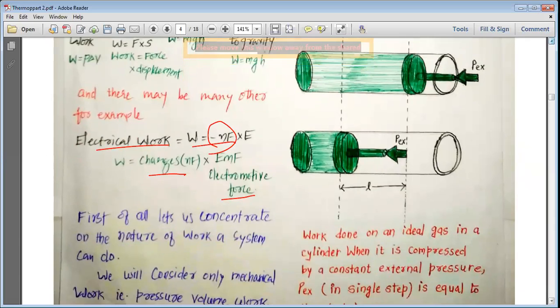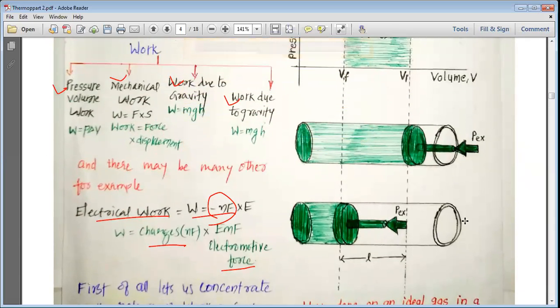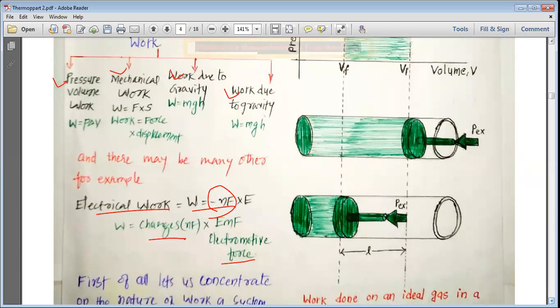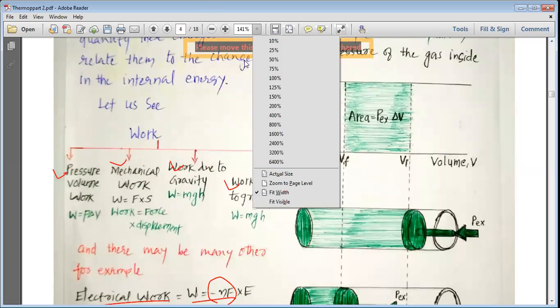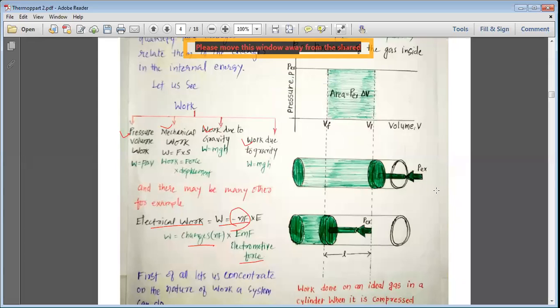To understand the work, my dear students, we have taken an example of a cylinder. In this cylinder, the gas is filled. Now we apply some pressure more than the atmospheric pressure, which we call P external. Due to that, the volume of gas decreases. This is what we call compression.